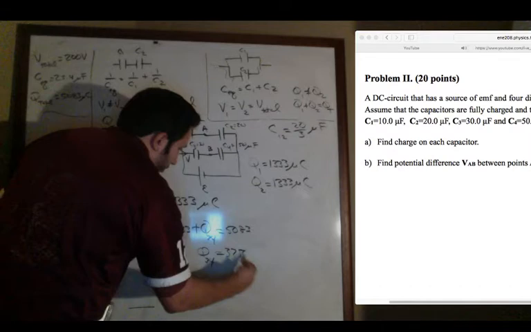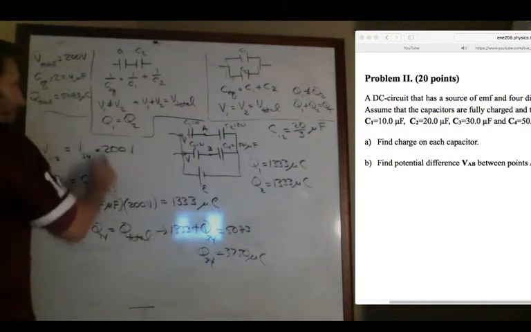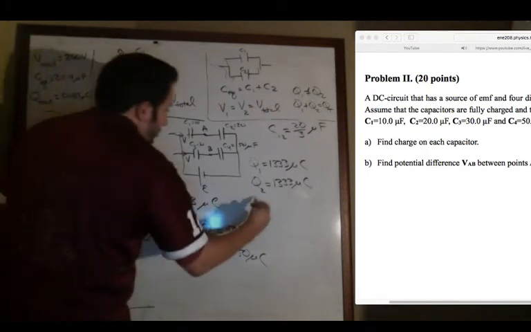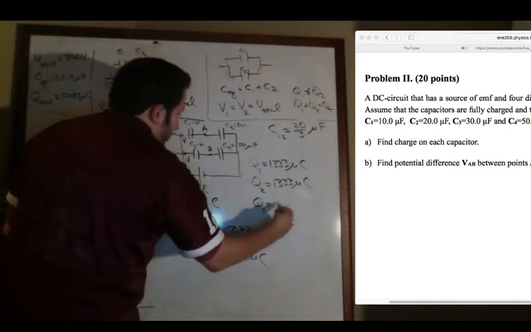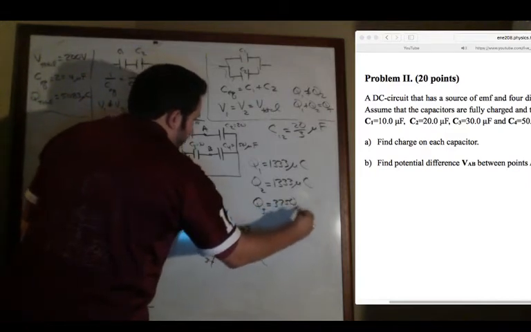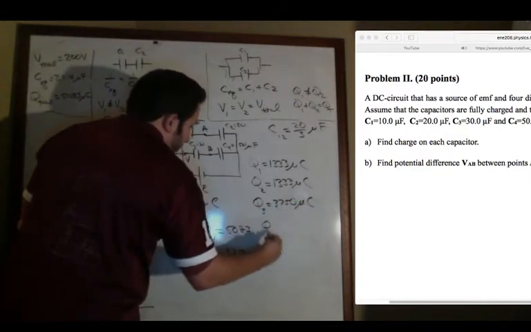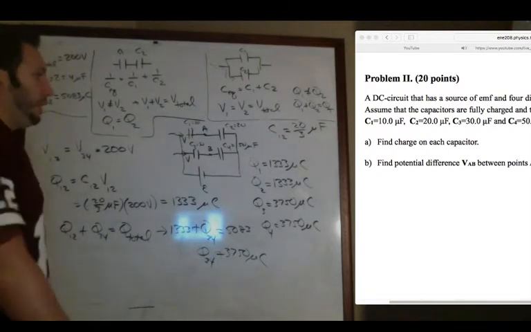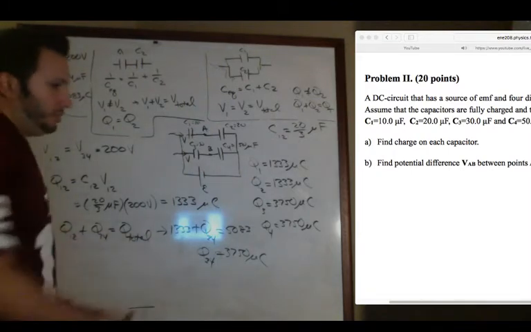3750 microcoulombs. And because C3 and C4 are in series, the charge that goes through this entire wire, we can say, is the charge that goes through both capacitors. Which is why Q3 is going to be the 3750 microcoulombs. And the Q4 will also be 3750 microcoulombs. And that answers part A. Part A said, what is the charge that goes through each capacitor?